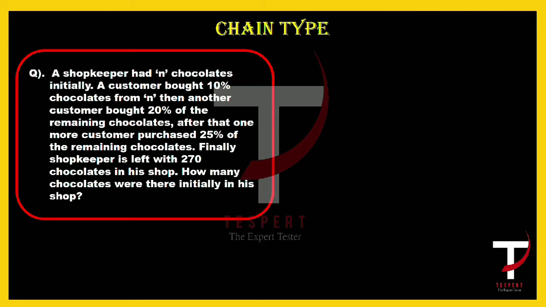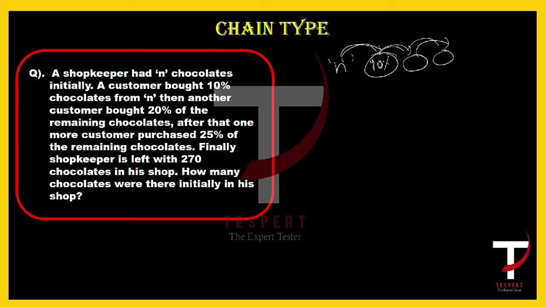So for these types of models, see what happened. A shopkeeper had n chocolates initially, but a customer purchased 10% of these chocolates, and the value became 90%. Then from this 90%, one more customer purchased, and one more customer purchased from this. So this is like a chain type, right? Because of this, these questions are regarded as chain type questions.